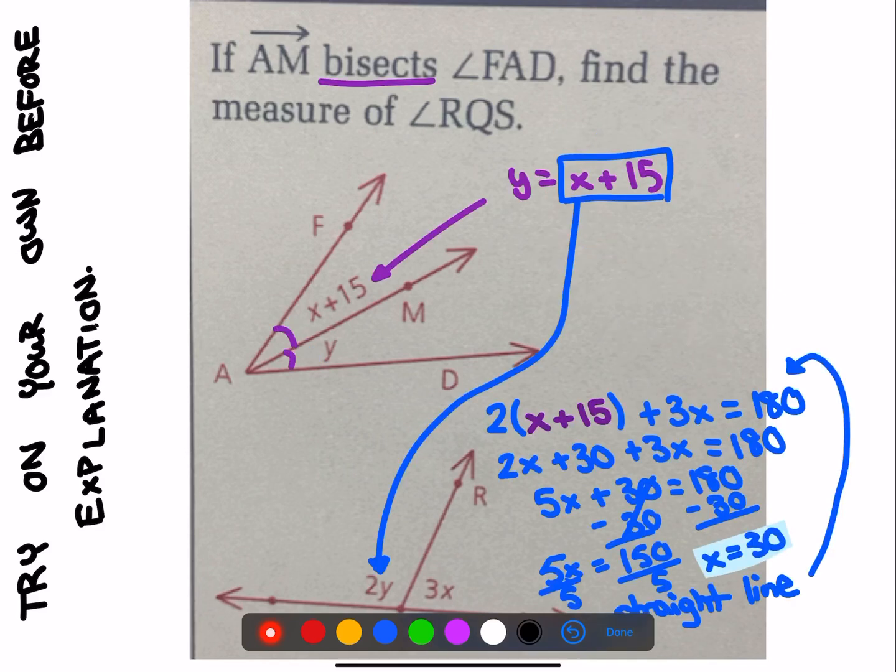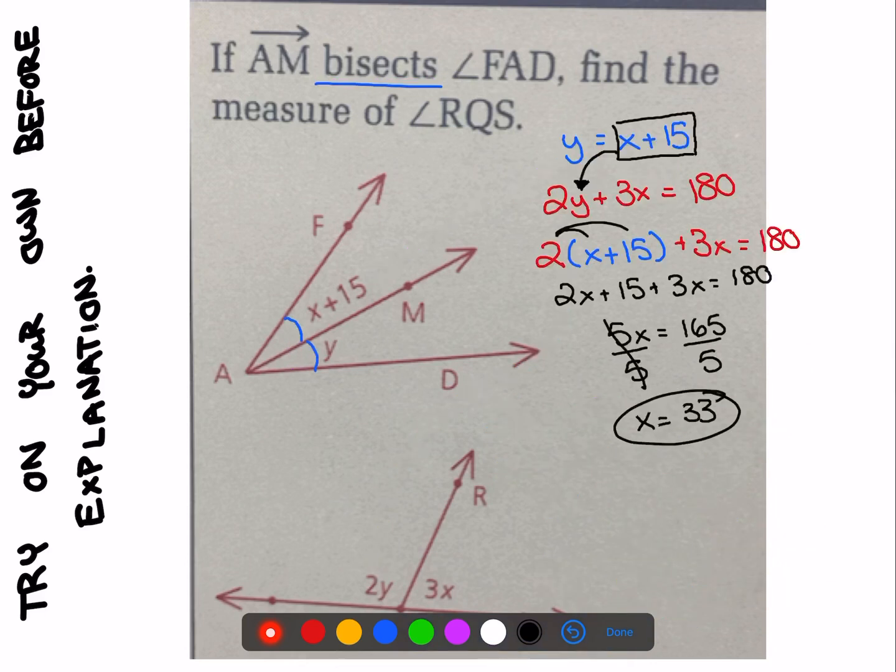Let me double check that. I got x equals 30 over here. What did I do wrong? Oh, I see what I did wrong. I did not distribute fully. This should be a 30 right here. 2 times x is 2x. 2 times 15 is 30. So that is my mistake. It should be a 30, which would make this 150, which would make this 30. So x is equal to 30. This is wrong. And again, I divided this by 5. Let's just get rid of that fully. So at this point, we now know that x is equal to 30.